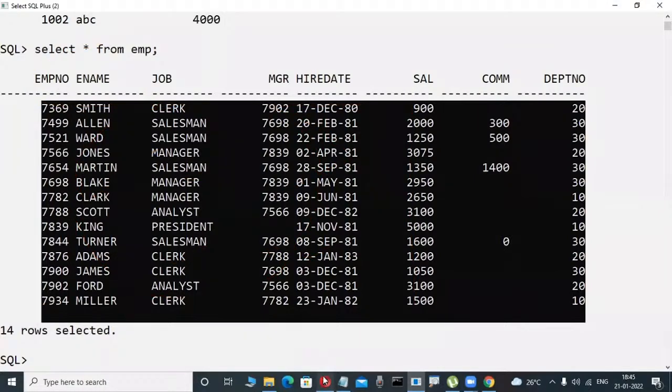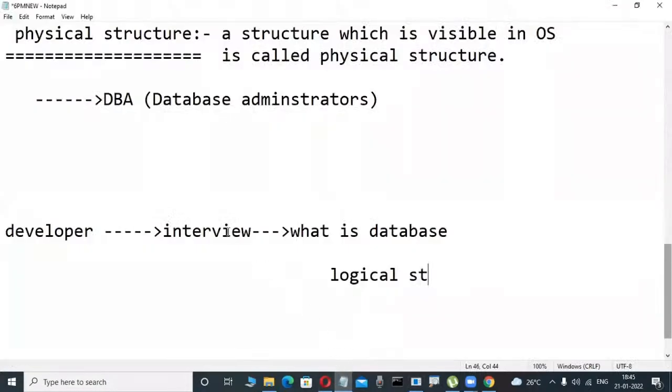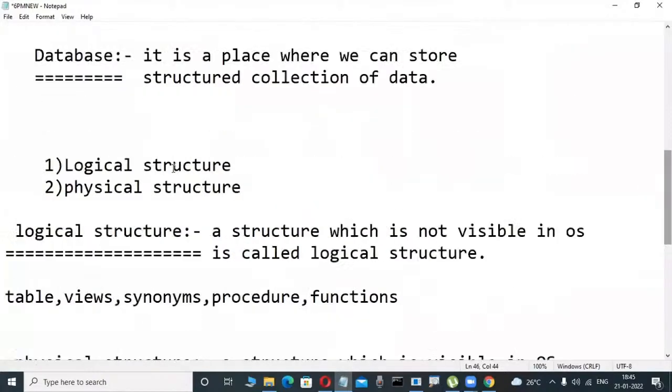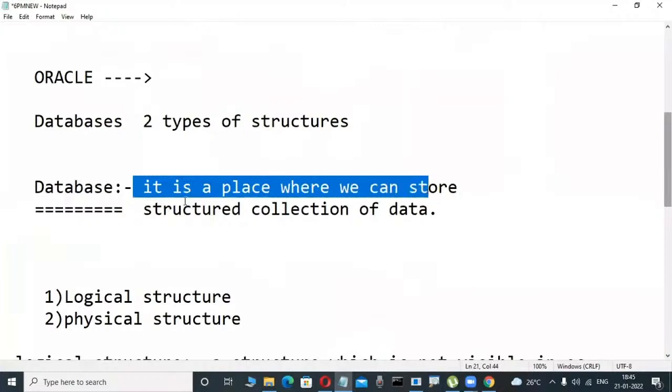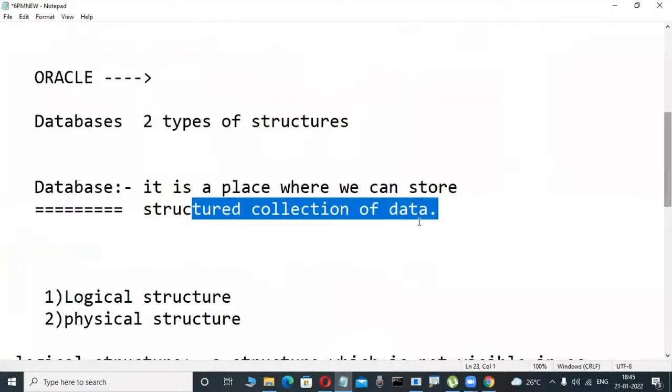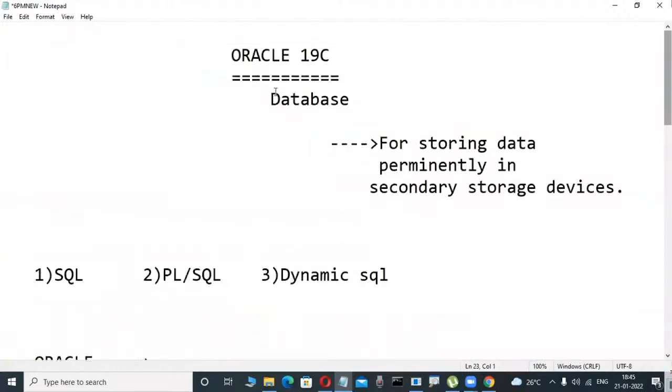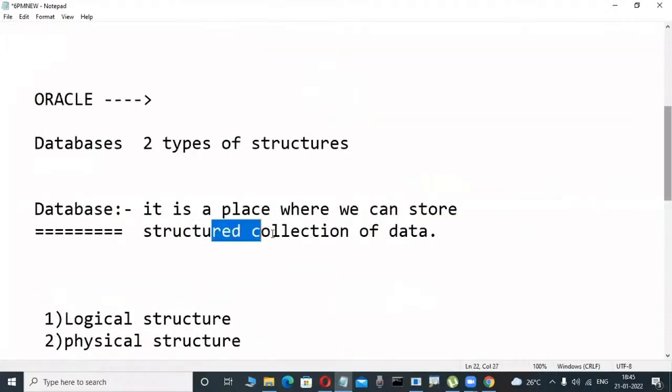That's why, in books or when typing what is a database in Google, two definitions are there, but most developers write that it is a place where we can store a structured collection of data. Understood? Now here, Oracle is a product from Oracle Corporation. In our course, we are learning the 19c version. This is a database product. If anybody asks what a database is, as developers we say it is a place where we can store a structured collection of data.